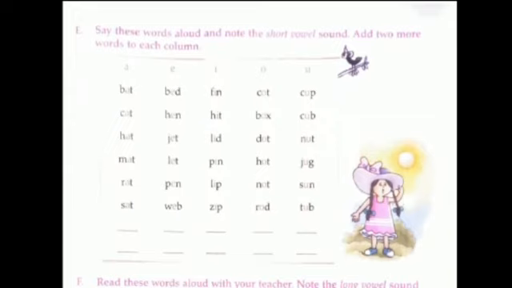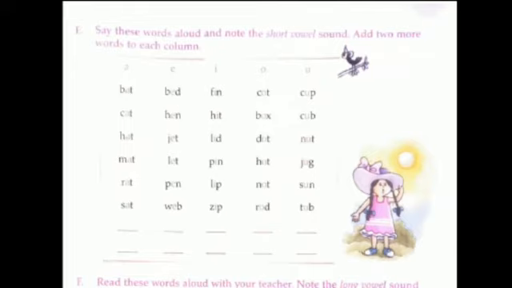Say these words aloud and note the short vowel sound. Add 2 more words to each column. That means short vowels. Short vowels means vowel sounds that are pronounced in a short form. For example, bug. If I say bug, there is no longer use of the U sound. So this is an example of short vowels, which means sounds that are shorter.